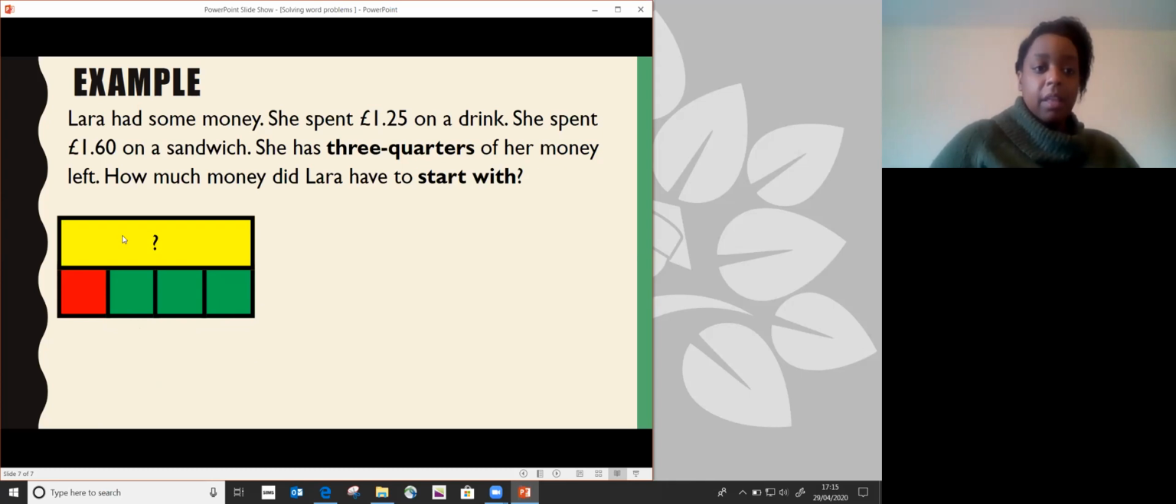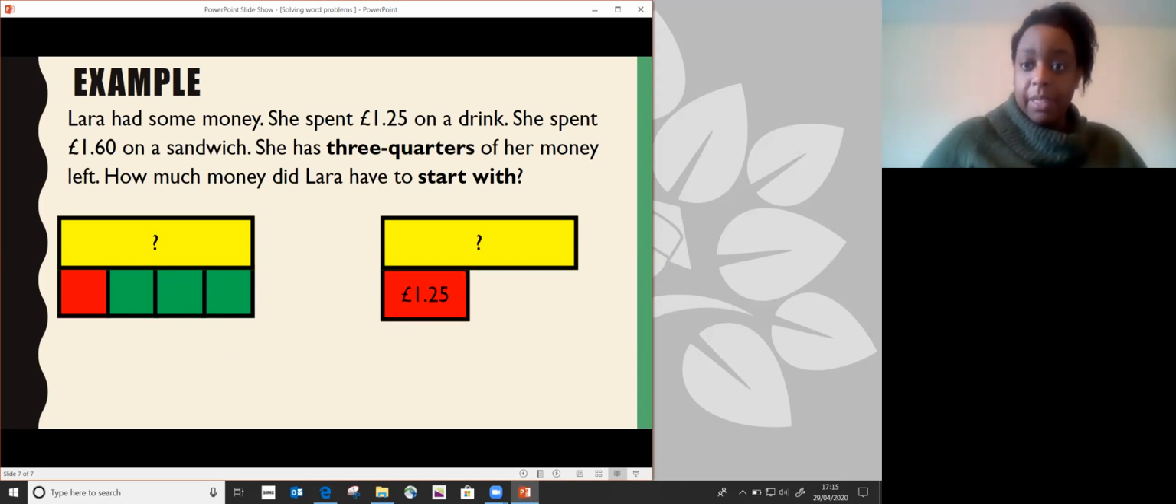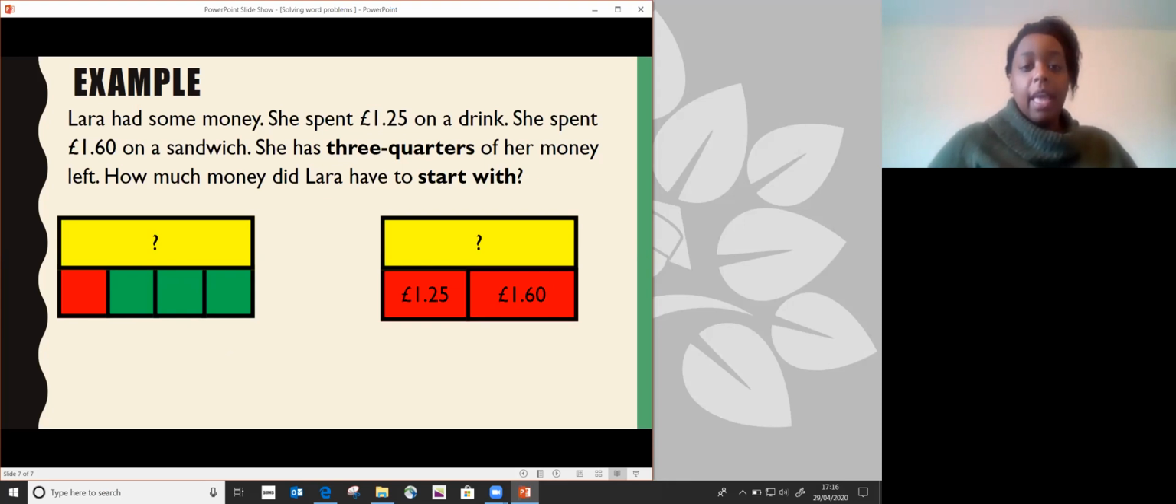So we can see I've split the unknown amount into 4 equal parts, and I did that because the question tells me that she has 3/4 of her money left. Okay, so that means that I can divide my unknown amount into quarters, into 4. So my green section represents the amount of money she has left, and the red section represents how much she actually spent. So in order to work out how much she spent, I need to look at the 2 numbers that I've been given in the problem, which is £1.25 on a drink and £1.60 on her sandwich. Now, if I add those 2 together, I can work out how much she has spent, which is £2.85.